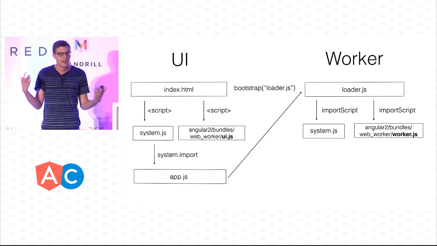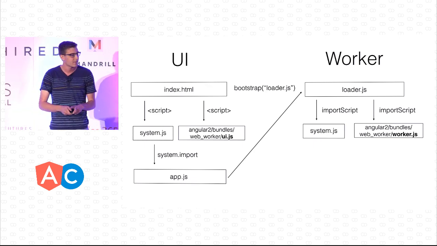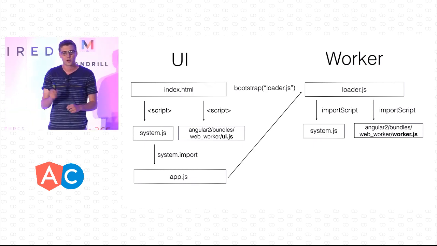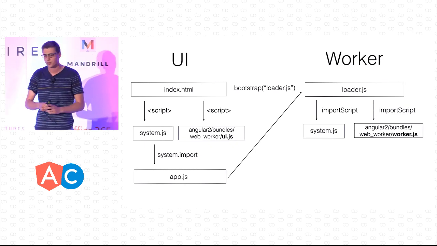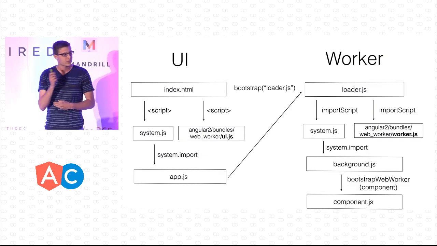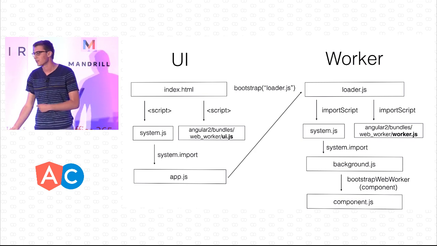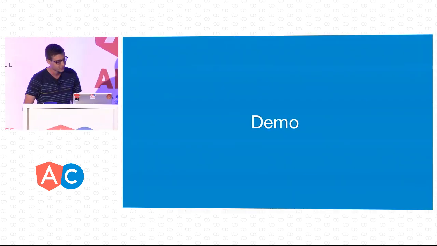It imports system. Now, I know we're importing system twice here, but it's going to load from the browser cache the second time, so it's not much of a performance hit. And then we're loading the web worker bundle of Angular. So we've partitioned Angular into the parts that the UI needs and the part that the worker needs, and actually not much is shared, so there's not a lot of duplication there. Then we're going to import our background file, which is going to call Bootstrap with the name of our component. And really critically, that component didn't change. The code is exactly the same. We didn't have to deal with all those problems.